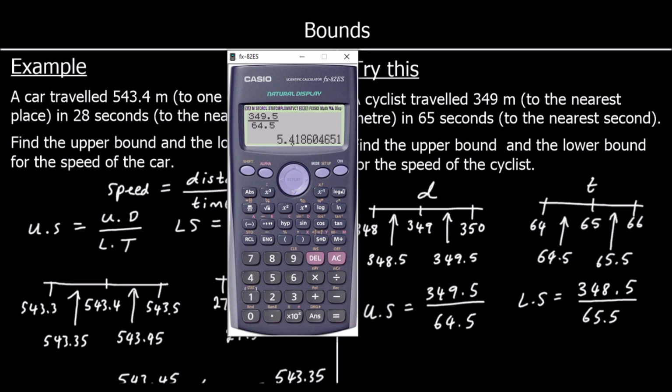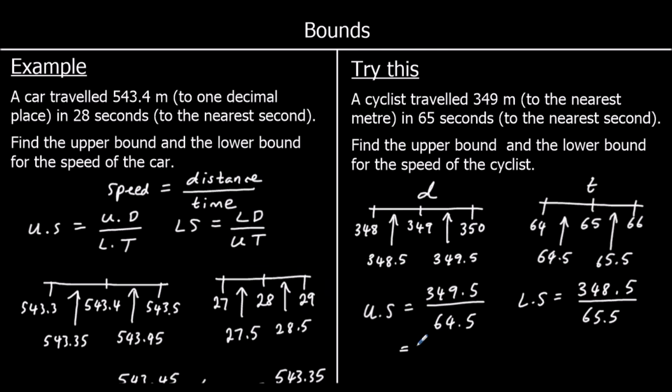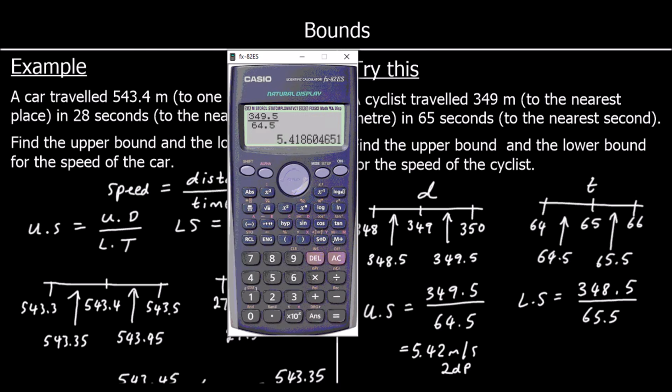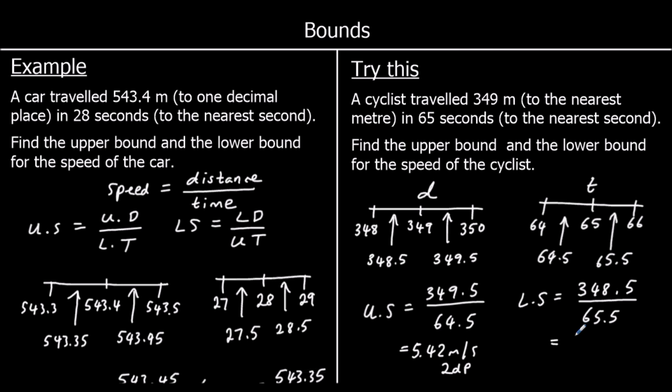So I've got 5.42. So 5.42 meters per second to 2 dp. And for the lower bound, 5.32 meters per second to 2 dp.